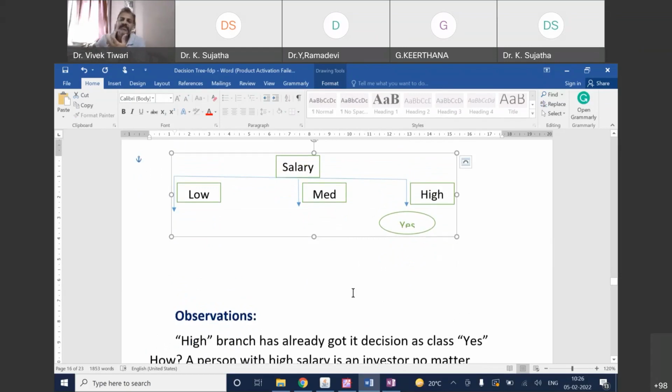We have started creating the decision tree. The first level of the decision tree is ready. Is it okay?